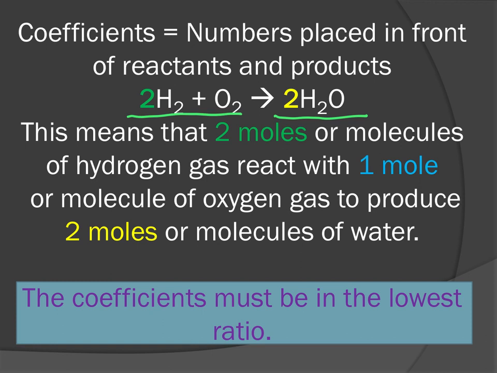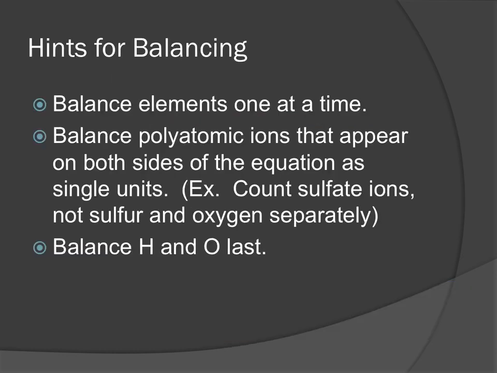So what this means is that 2 moles of hydrogen are reacting with 1 mole of oxygen to produce 2 moles of water. The coefficients need to be in the lowest ratio, and they need to be whole numbers. It is possible to balance using fractions, and we'll do a little bit of that to show you what to do. They can be used to solve some more difficult problems in the future, but when a balanced equation is written, it's not written with fractions.